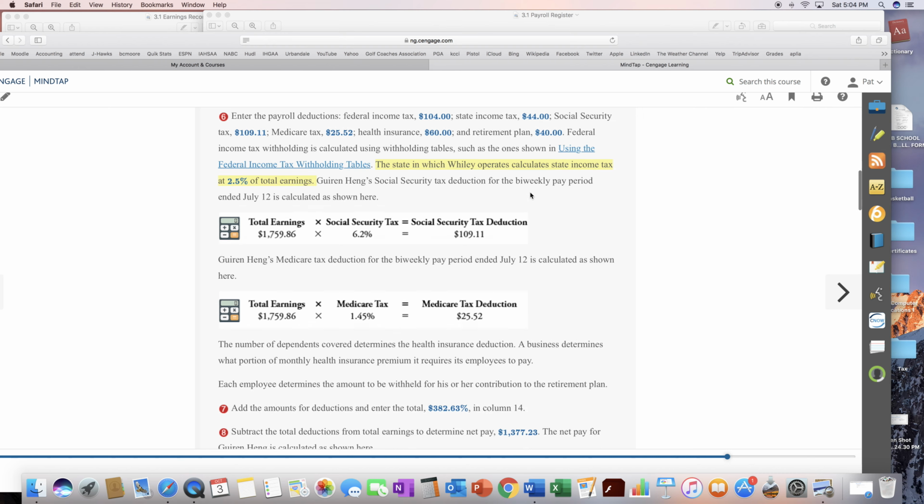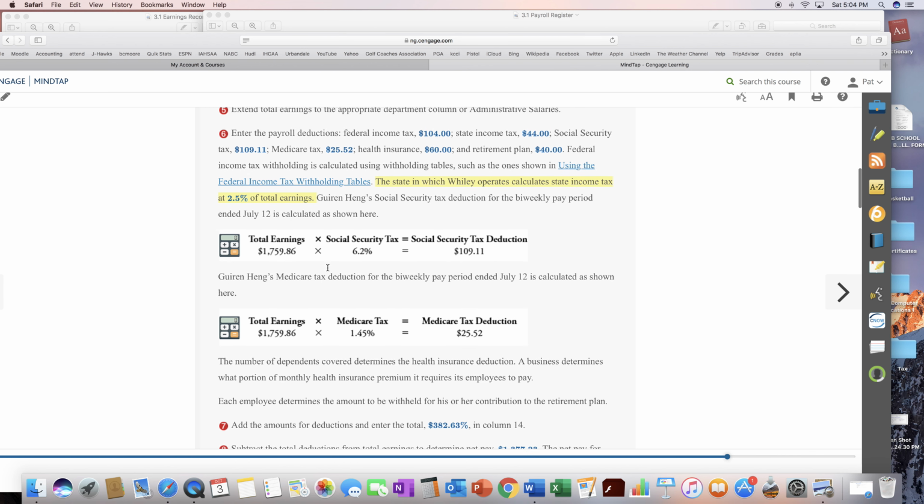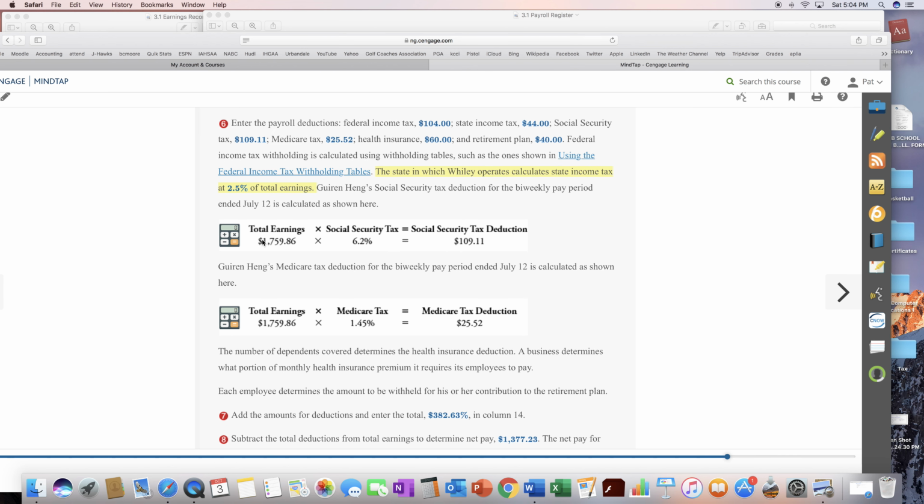State income tax is $44. Where do you get that? It operates from this idea: 2.5% of your total earnings is getting taxed by the state. Social Security is figured here, total earnings times 6.2%. They're under the tax base that we talked about previously, the 128,000 tax base number, whatever it was. So we're taking the whole earnings times Social Security to get Social Security tax.